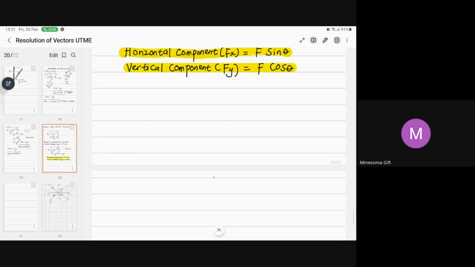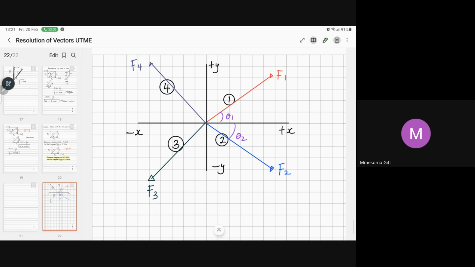So like if the angle is going towards the vertical, it will be positive, and if it's going... No, not the angle per se. Not the angle. I mean the value of the force. Look at what I'm saying, eh?